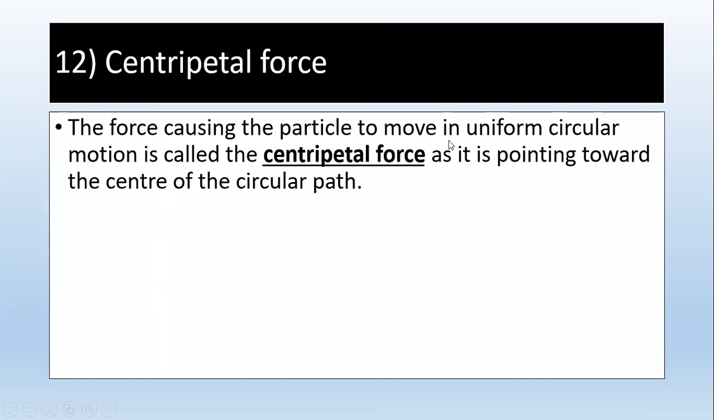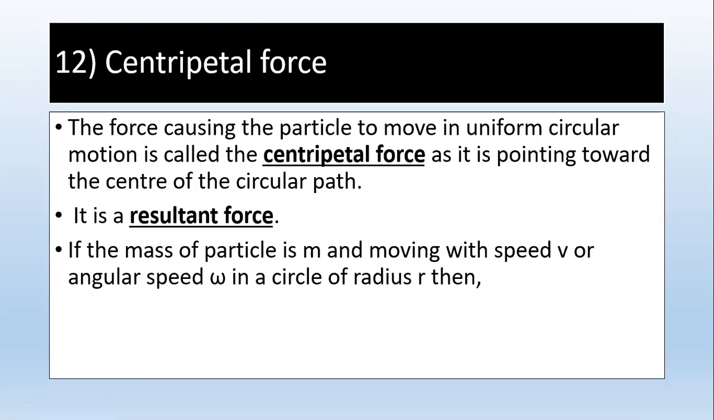The force causing the particle to move in uniform circular motion is called centripetal force, as it is pointing towards the center of the circular path. Rather than call it resultant force, we give it a special name. We call it centripetal force, to imply that the force is always pointing towards the center of the circle. Remember, it's a resultant force. We know the value from our physics theory.